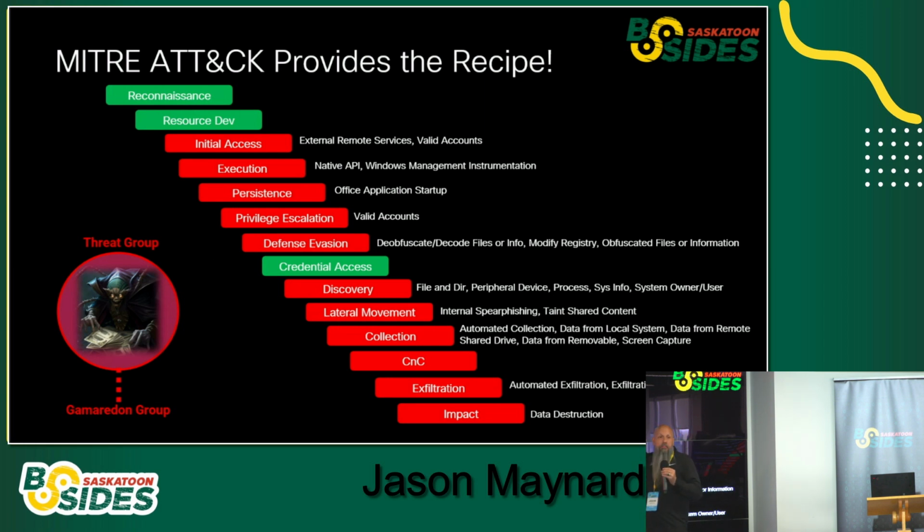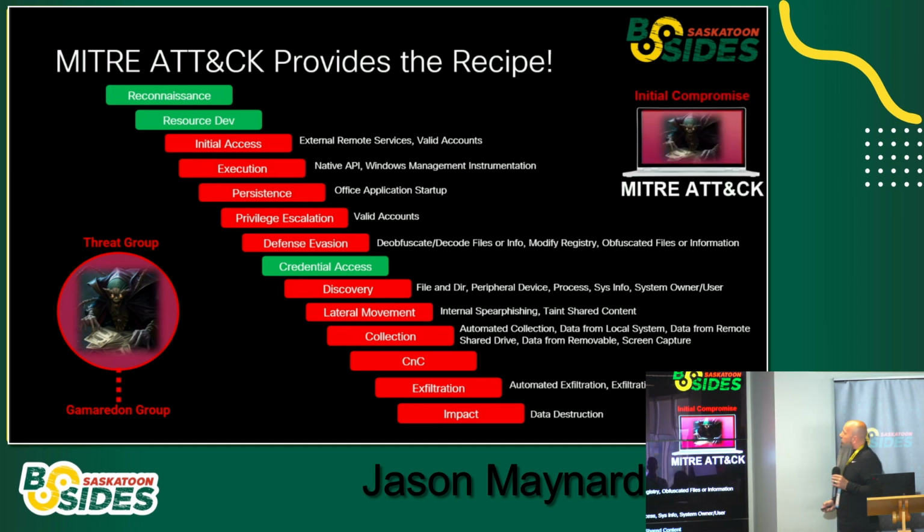Persistence, they're using Office application startup. Privilege escalation, wait, valid accounts again, right? They're using it twice to escalate privilege and to get initial access. But now I know their techniques, for the tactics that they're trying to drive towards. And now I can start mapping that out.